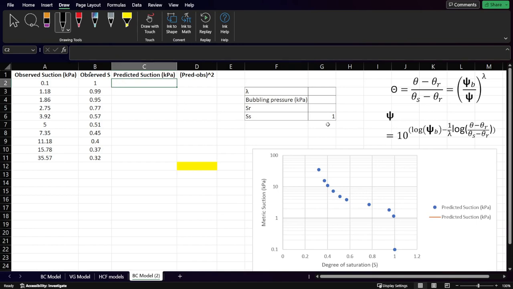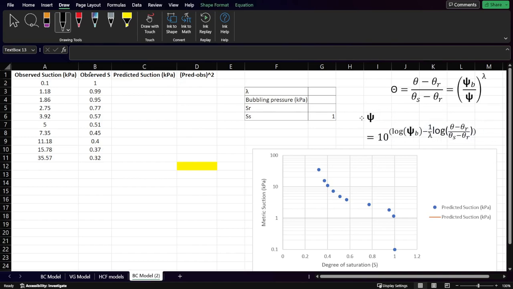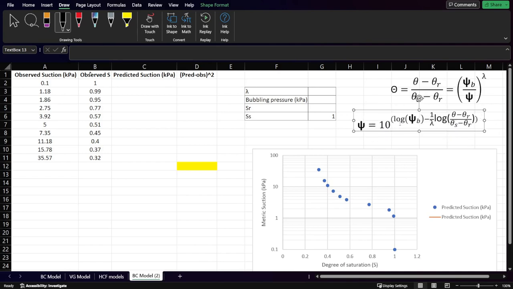As we know, the BC model, the Brooks and Corey model, says that capital theta, which is theta minus theta r over theta s minus theta r, is equal to psi b upon psi to the power lambda. If we convert this equation in terms of suction, taking the log on both sides and rearranging the expression, we find the suction value is equal to 10 to the power of log psi b minus 1 upon lambda log of this. You can easily find it by rearranging this equation.